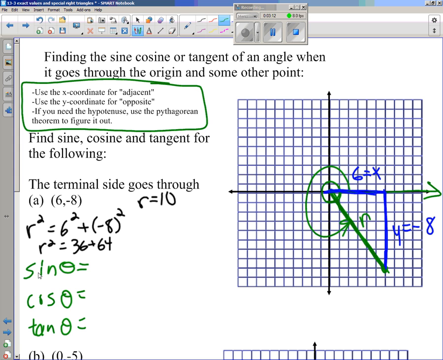Sine is, well, it really is opposite over hypotenuse, but in this case we say y over r. Okay? For cosine, it is a lot like adjacent over hypotenuse, but we say x over r. Oops, not y, r. And tangent is y over x. Okay? Sine, cosine, and tangent.